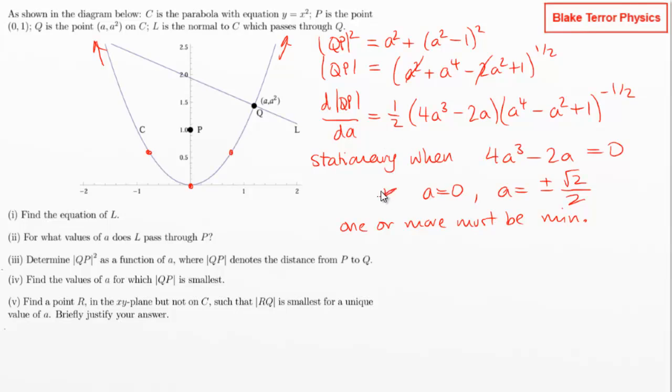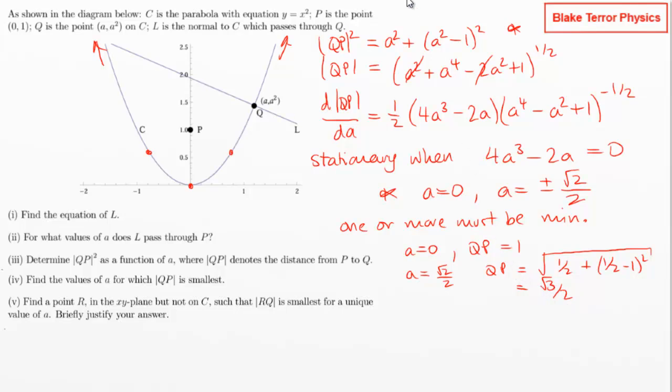Let's stick these values of a into there and see what QPs we get. So if a equals 0, well, we know that QP is going to be 1. That's just by looking at the picture. If a is root 2 over 2, then we're going to get that QP is equal to the square root of, well, we square that, we get a half, plus a half minus 1 squared. So let's write it out, a half minus 1 squared. That's going to be what our QP is. So that's minus a half squared gives us a quarter. So that's actually root 3 over 2.